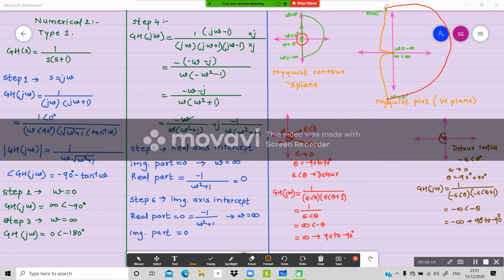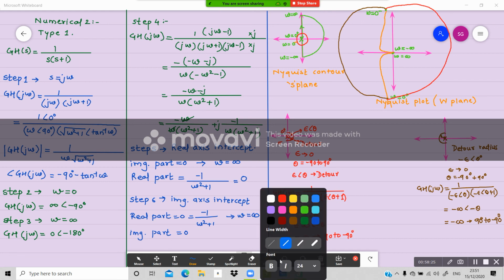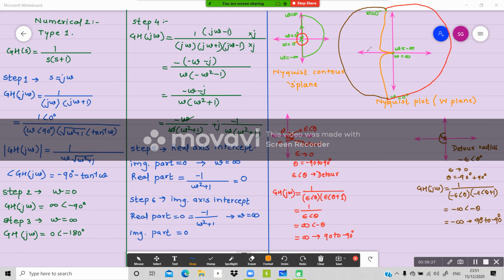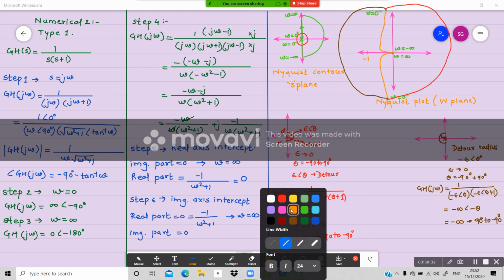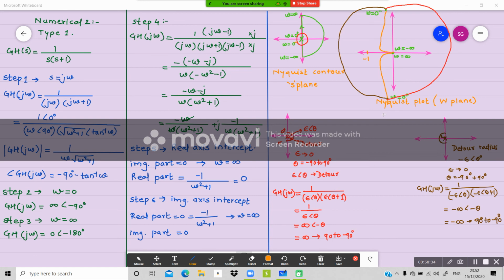So minus infinity means we have to complete the circle from this side. Circle means the semicircle, right? Semicircular path. And assume that you are having minus 1 over here. Now just observe the stability conditions. See, when this condition is there, the red part, your plot started at this point, ended over here, going on this side, and the red part.